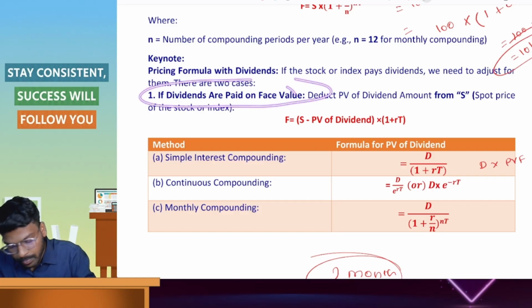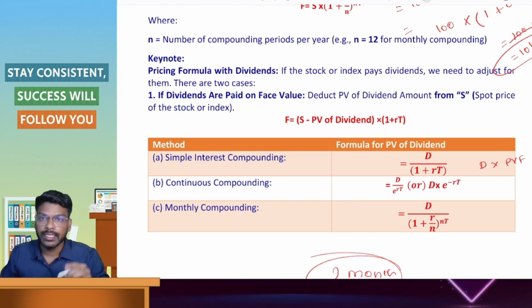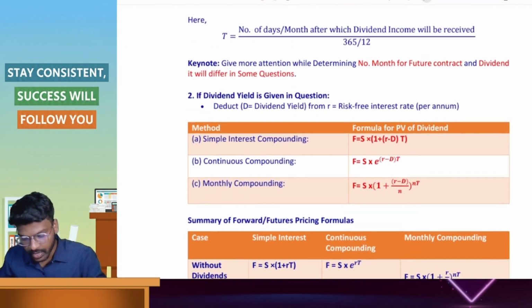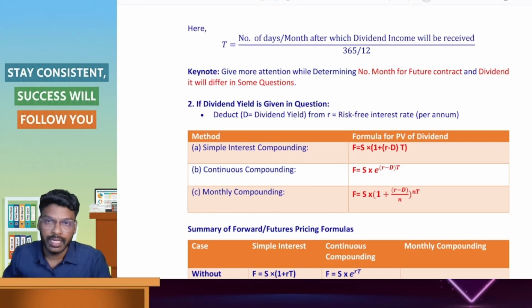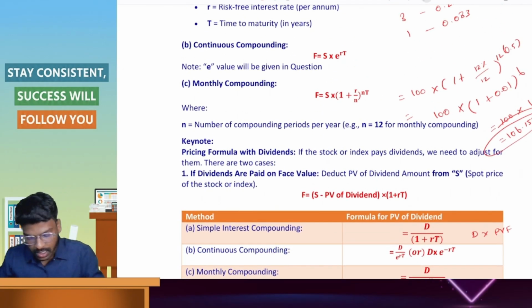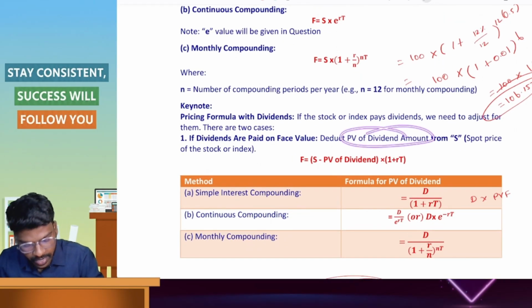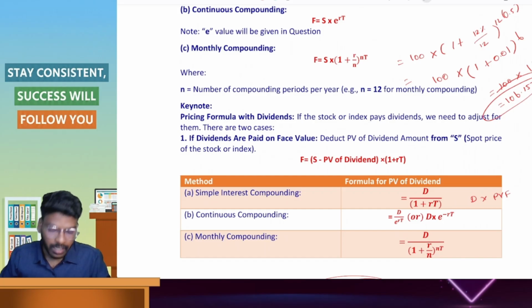There are 2 examples. The dividend can be paid on a face value basis, or the dividend can be on a yield basis. If the information given in the question is on a face value basis, what we have to do? We have to deduct the present value of the dividend from S, that is the spot price.